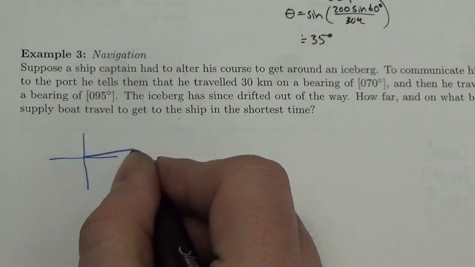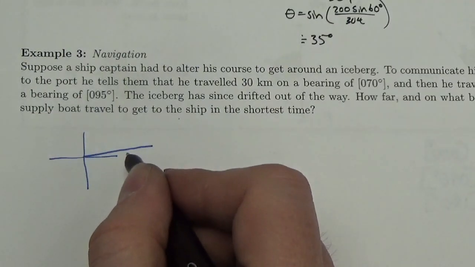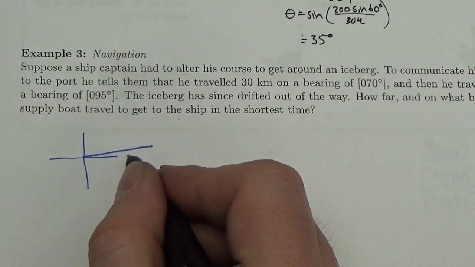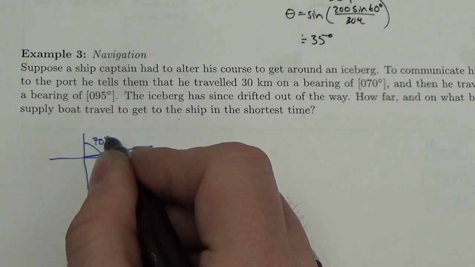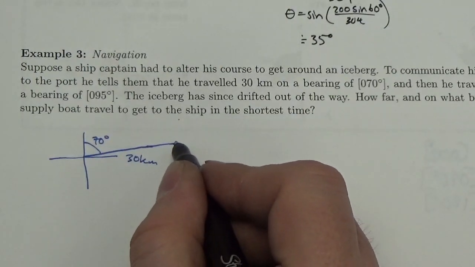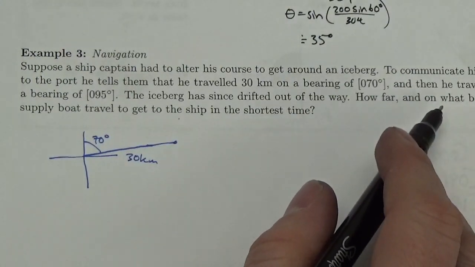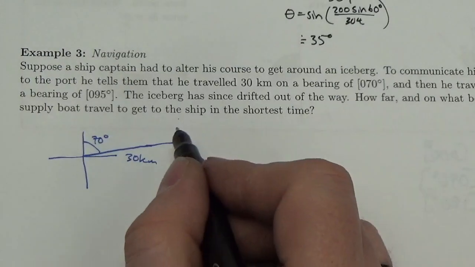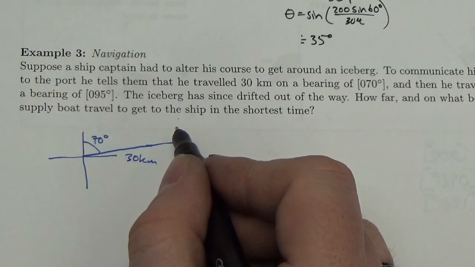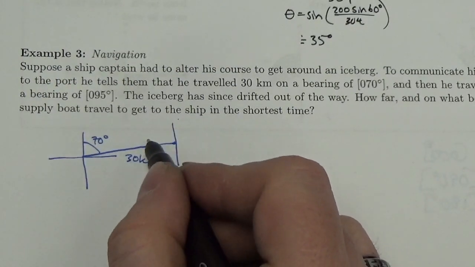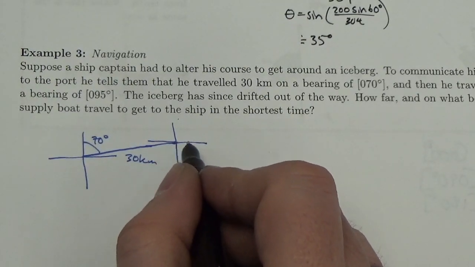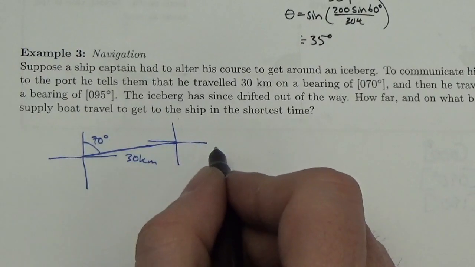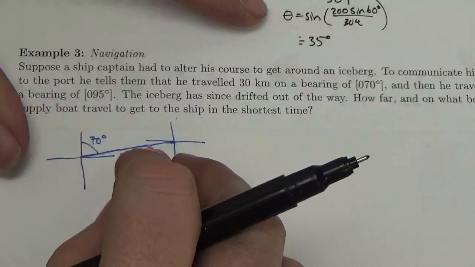So 30 kilometers on a bearing of 70 degrees, meaning from 90, we're going to rotate over 70. So it's going to be something like this. And so this is going to be 30 kilometers, and this is going to be 70 degrees. Then we get to this point right here, and then he traveled 50 kilometers on a bearing of 95 degrees. And so 95 degrees is going to be something like this. It's going to be just a little bit more than east here. Actually, now I'm starting to regret putting that 30 kilometers right there.